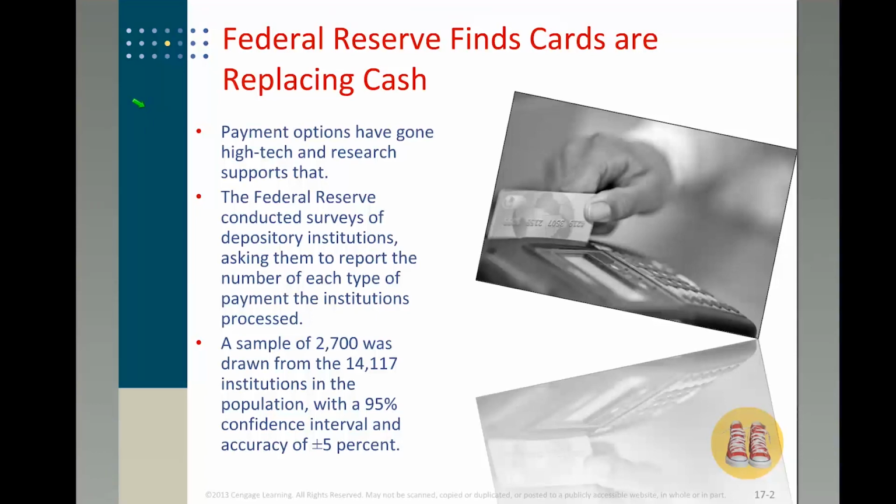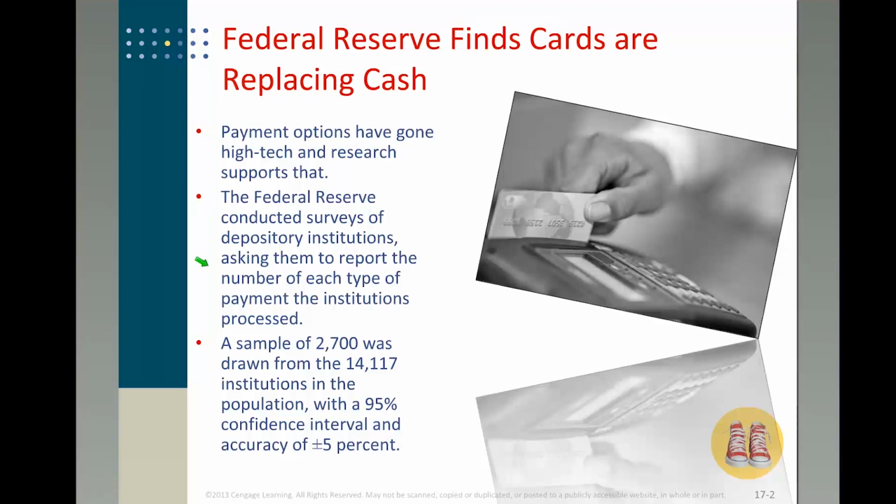So right now, let's suppose the Federal Reserve wants to find out more details about this trend. They would like to know exactly what percent of people would use credit card or debit card, and what percent of people use other payment methods. What they could do is conduct a survey of depository institutions, because that's where our transactions are recorded, and they could ask them to report the number of each type of payment the institutions have processed, right?